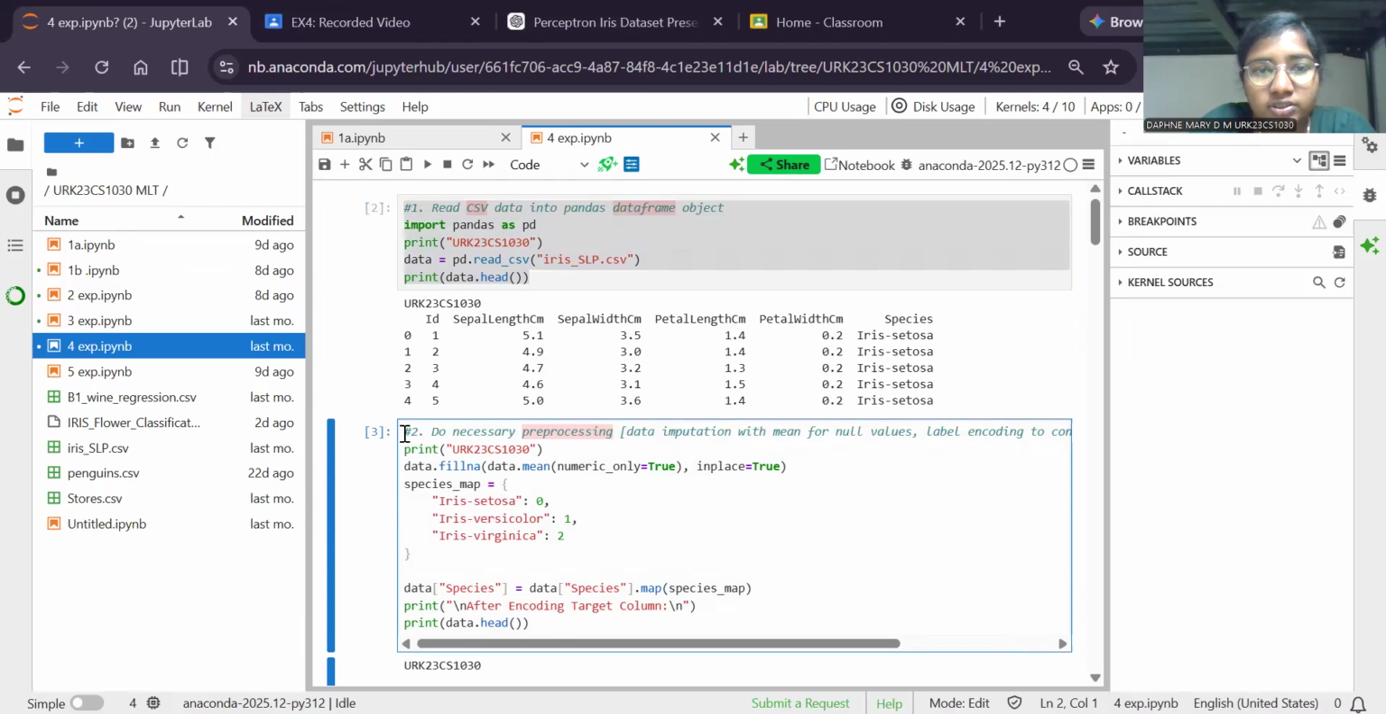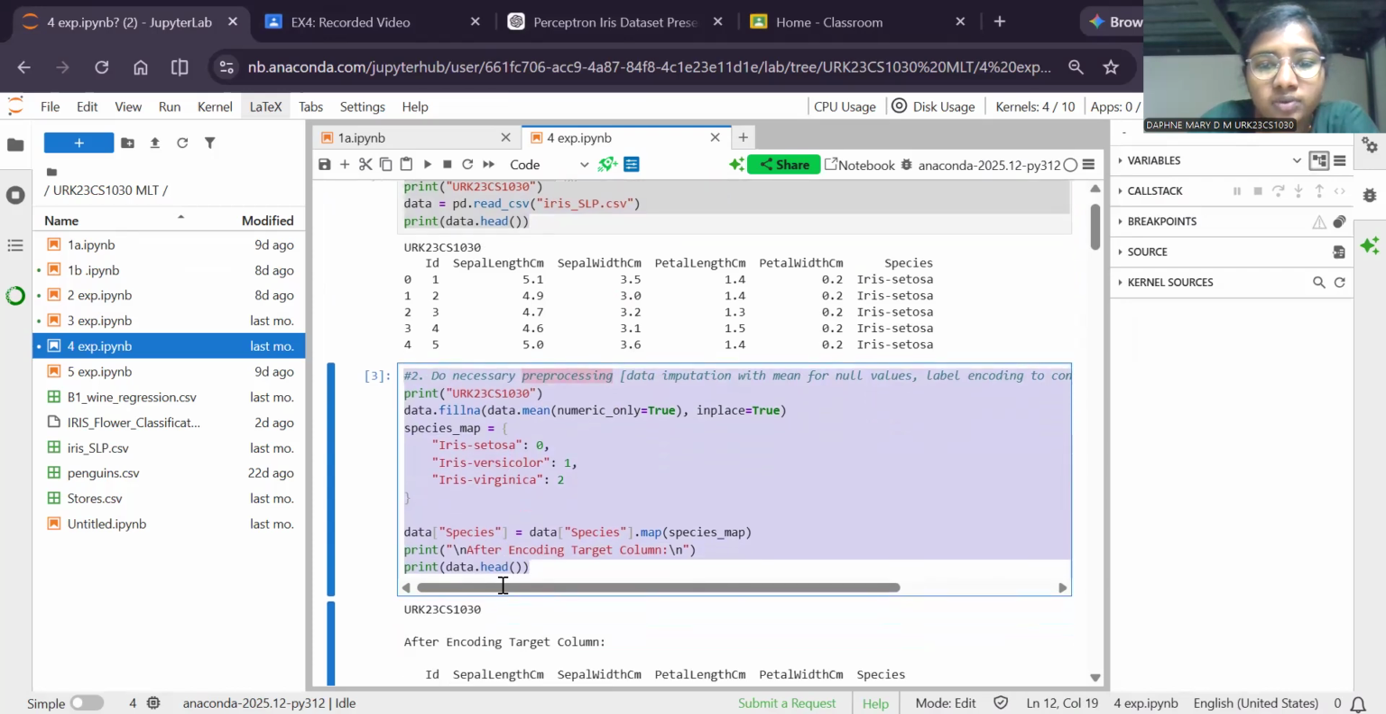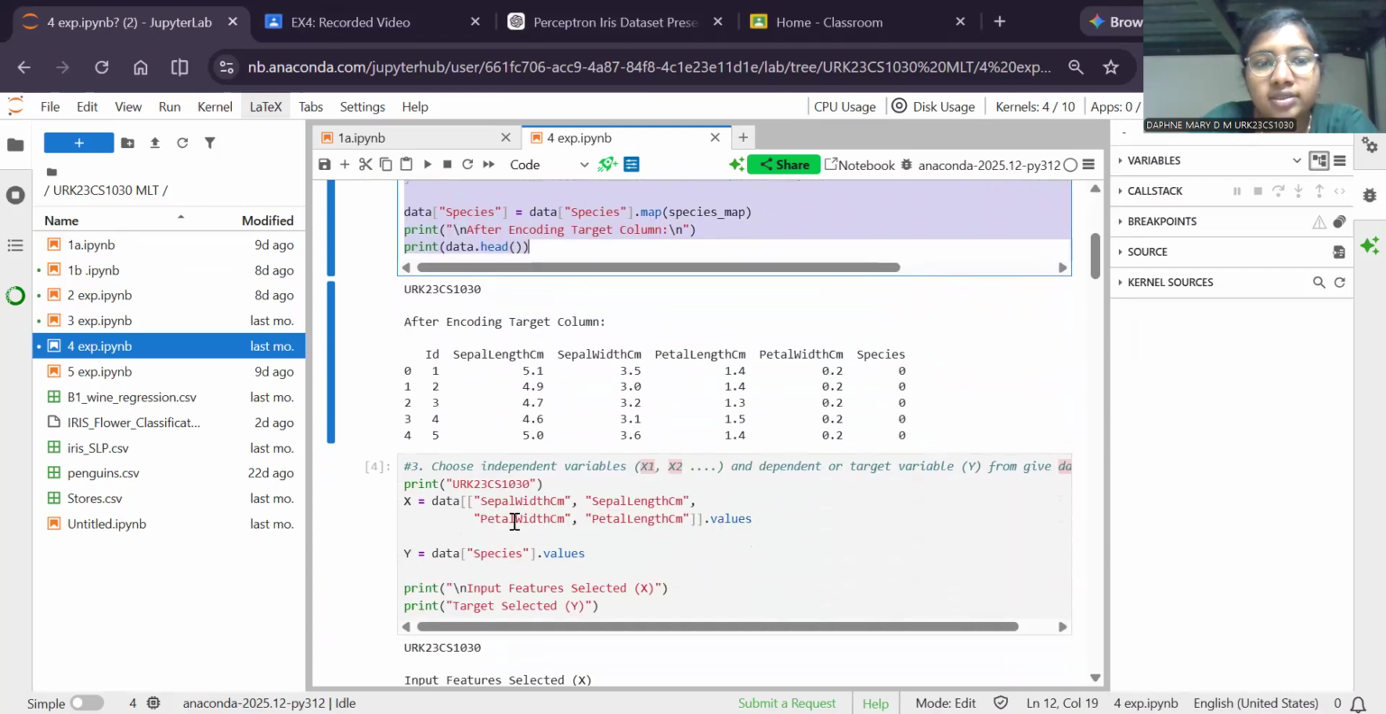The second step is data pre-processing. In this step, we clean and pre-process the data. Missing values are handled using mean imputation. Then we convert the categorical label into a numerical value using label encoding. This step is important because machine learning models work with numerical values.